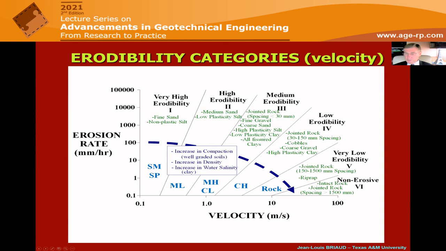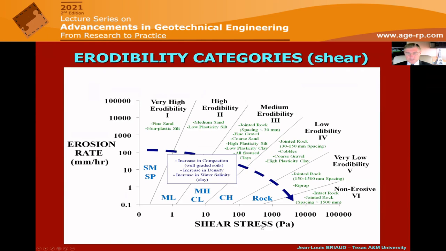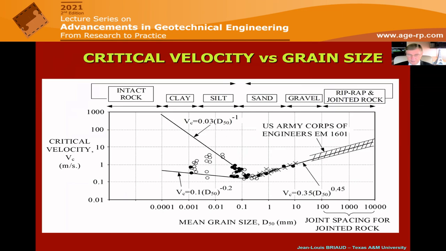And you have the same chart, but in terms of shear stress. One of the critical issues, and I showed it to you on the erosion function apparatus, the tool that we developed with the Shelby tube that we call the EFA. In the EFA, we can detect the first time where the velocity starts to erode the material. We call that the critical velocity. This critical velocity is plotted here from many experiments that we've run and others have run versus the mean grain size. And you can see sort of a U-shaped curve.